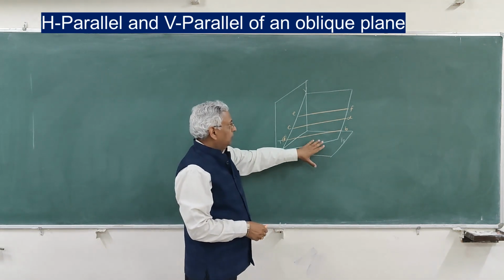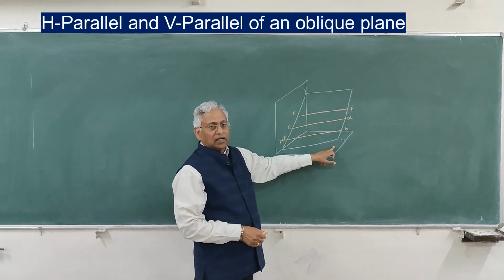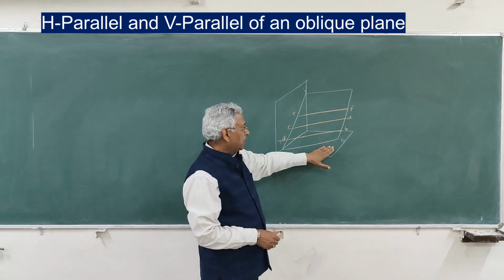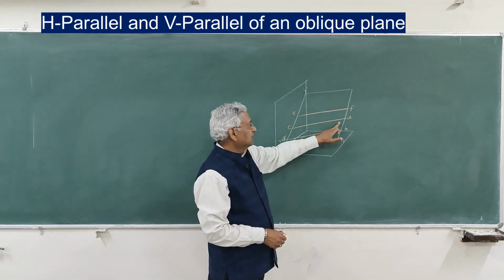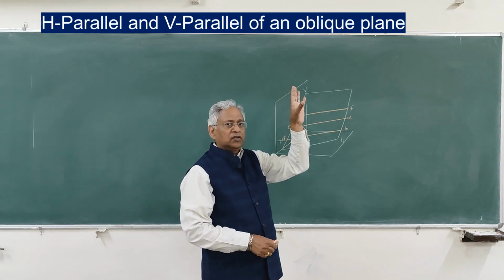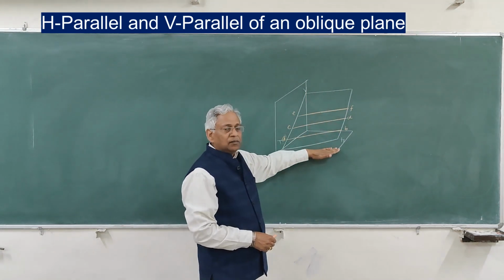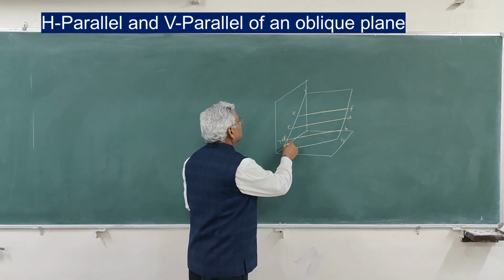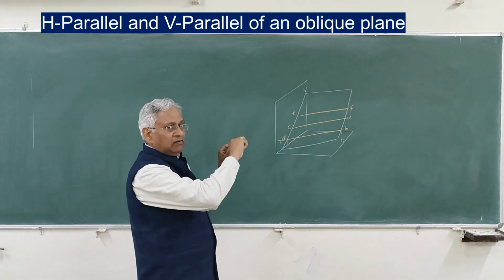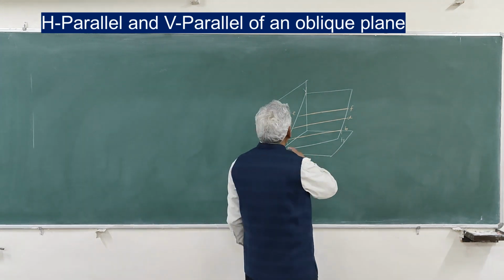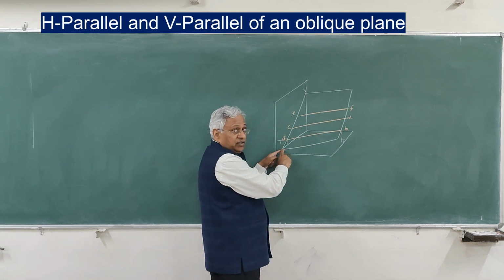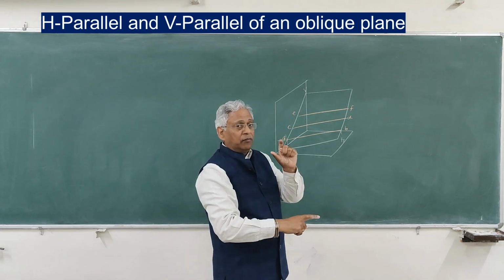Now consider an oblique plane VTH inclined to both the reference planes and draw a line AB in the oblique plane which is parallel to the horizontal plane. A line CD in the oblique plane which is parallel to the horizontal plane. You can draw a number of lines. And I told you in projection of lines, whenever a line is parallel to the horizontal plane, that means this height above HP and this height is the same. So its elevation will be parallel to the ground line. And all these lines A, B, C, D, E, F are parallel to HT. So the plan will be parallel to HT.